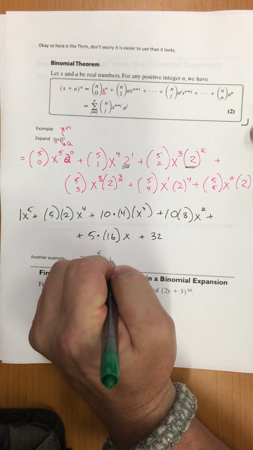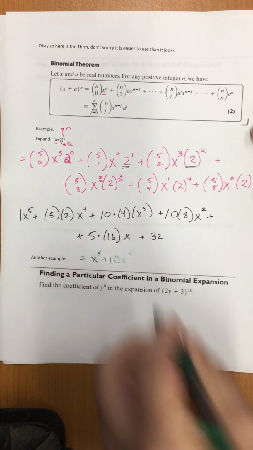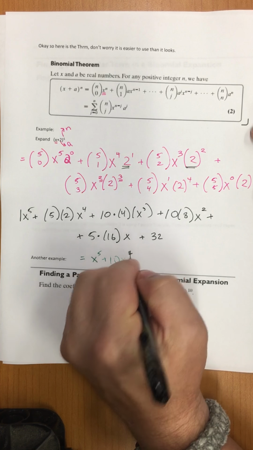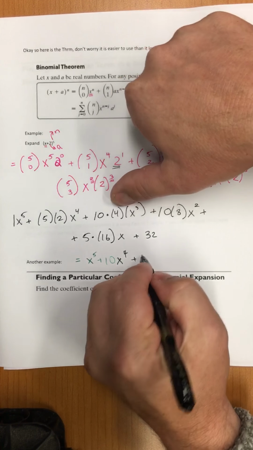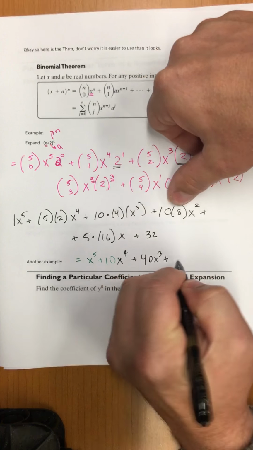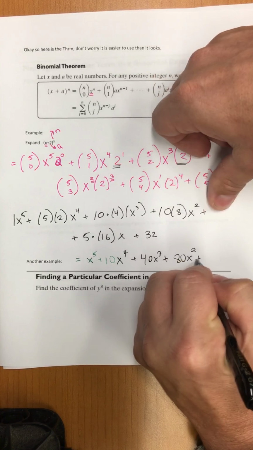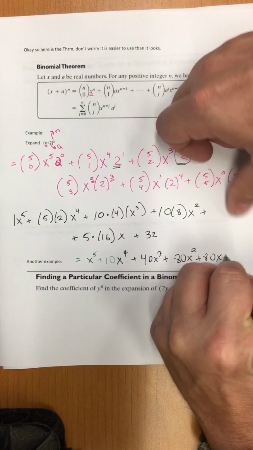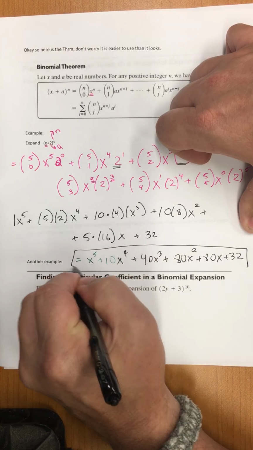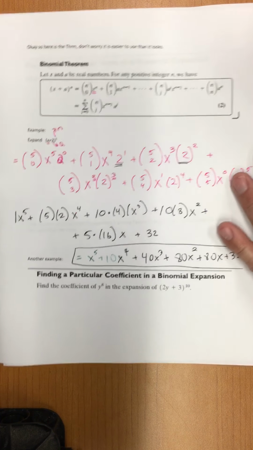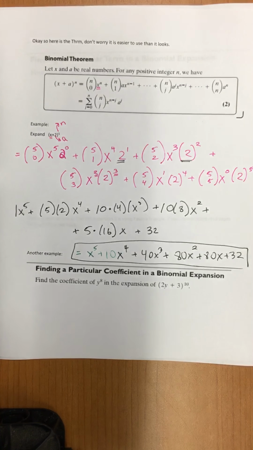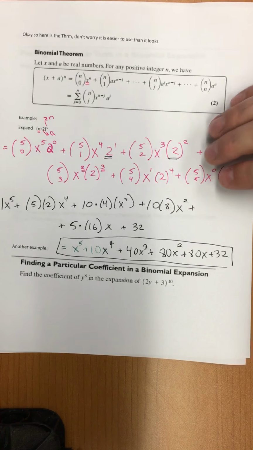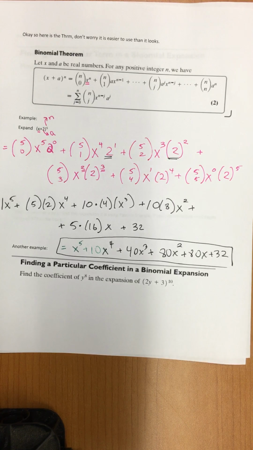x to the 5th plus 10x to the 4th. My pen's running out, I think. Plus, let's see, what do we get there? 40x cubed plus 80x squared plus 80x plus 32. There's the answer. Now, I promise you, if you took this and multiplied it 5 times and got all the way down, everything pretty, it would work out. This would be your answer. Don't believe me? Try it on your own.